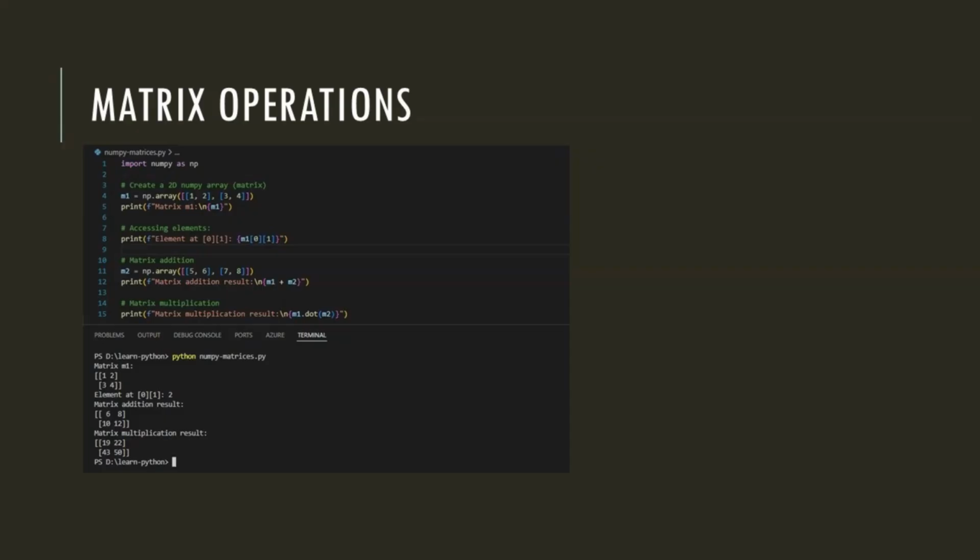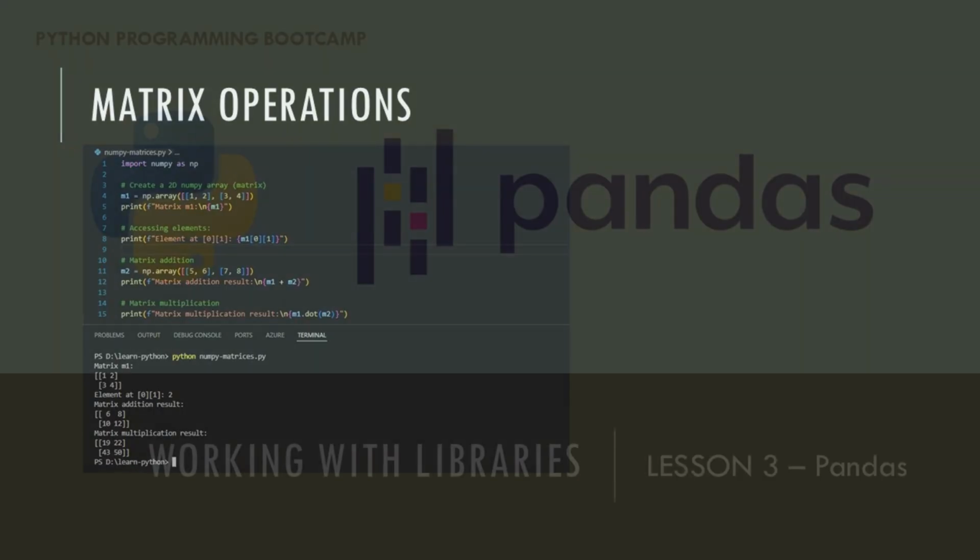When we give the statement print M1 plus M2, the elements of the resultant matrix will be printed out. We can also handle matrix multiplication by giving the command M1 dot M2. And when we print it out, it will print out the resultant matrix after multiplying the two matrices. NumPy makes number crunching extremely fast, which is why data scientists love it.